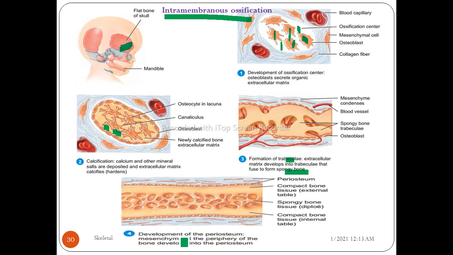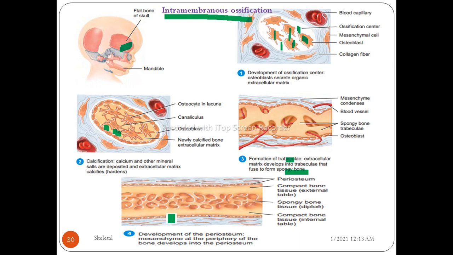Mesenchyme at the periphery of the bone develops into periosteum. So this one is mesenchyme, as I told you. So mesenchyme changed into periosteum, as this layer. So this is the thin compact layer, but the inner one is the sponge layer.